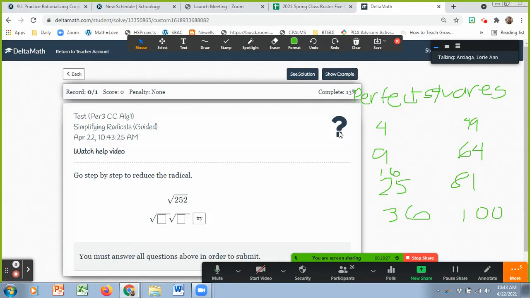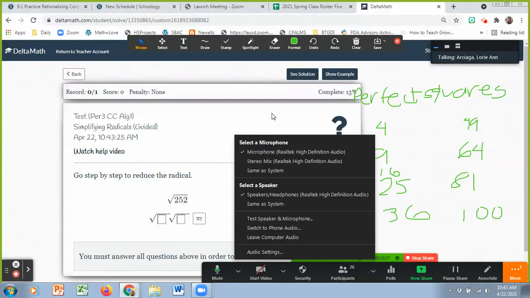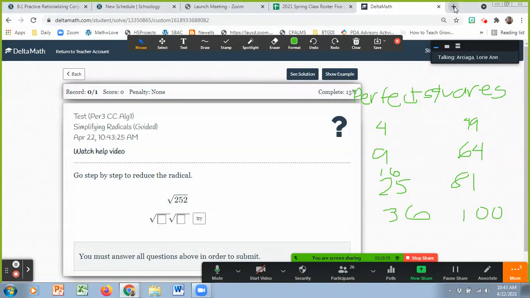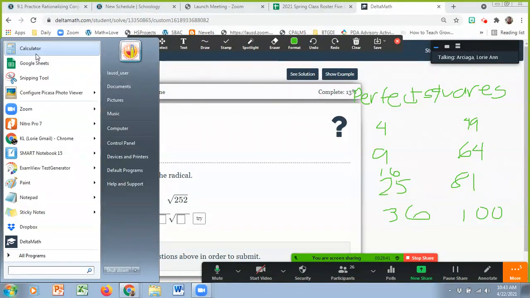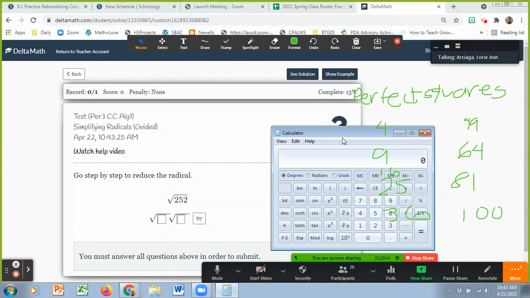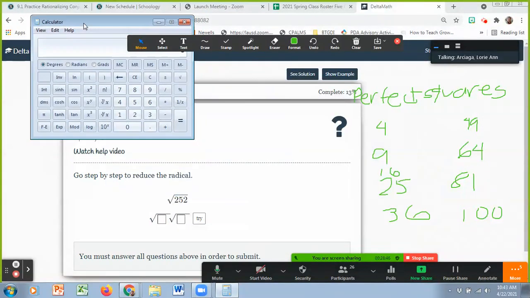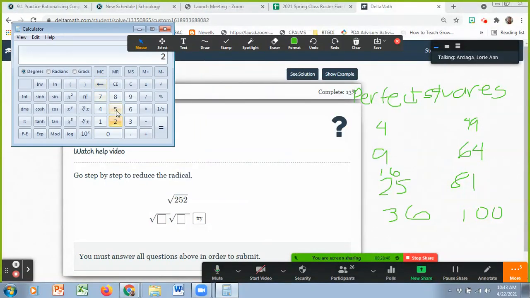Next section. Oh, 252. Okay, even I won't know that from the top of my head. So what am I going to do? I'm going to get a calculator. So let's get a calculator. You're going to keep dividing the number by any of your perfect squares. So let's start with 252, yeah?